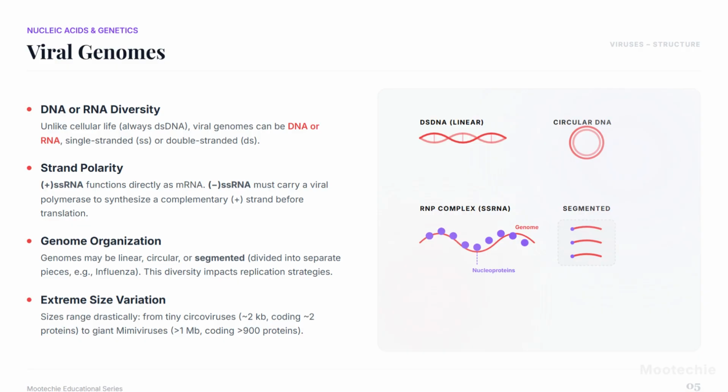Genomes may be linear, circular, or segmented. Segmented genomes, like in influenza, are divided into separate pieces. This diversity directly impacts how the virus replicates and reassorts its genes.